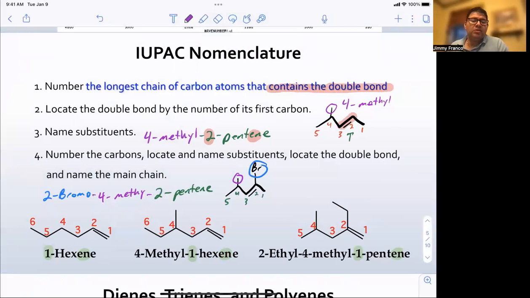All right, so hopefully it's pretty similar to what you've done before, right? The new wrinkle is double bonds have a higher priority than any of the substituents like methyls, ethyls, or halogens. Right? Doesn't have to be 1, but we got a number from the side that gets to it the fastest.